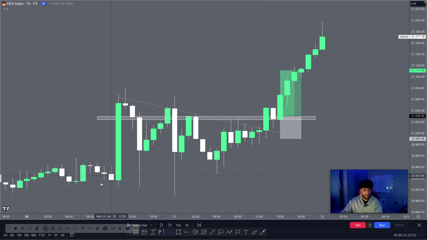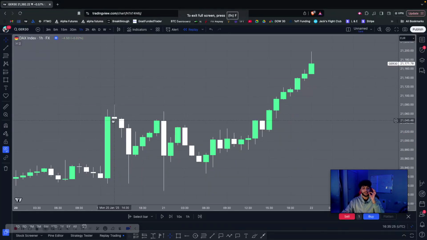But what I initially noticed, if I actually go ahead and remove all of my drawings right here, is just simply based off of the pattern.